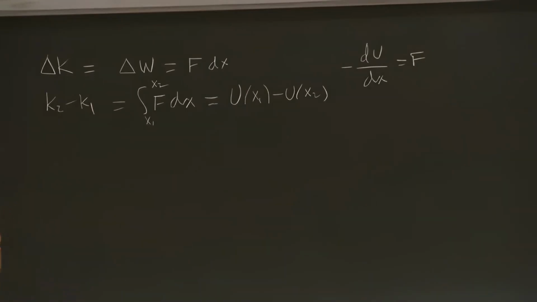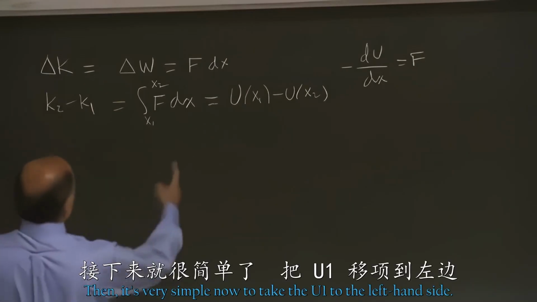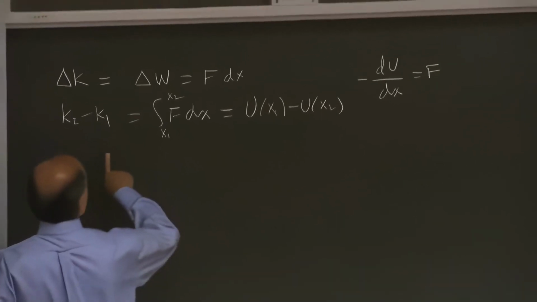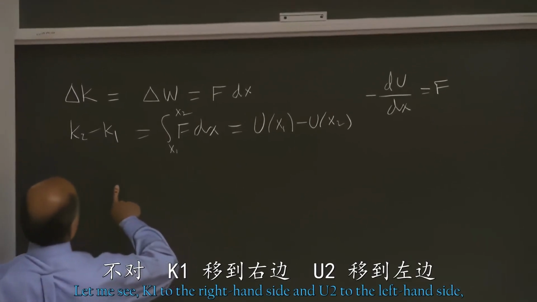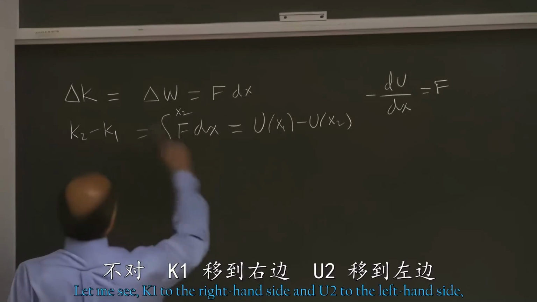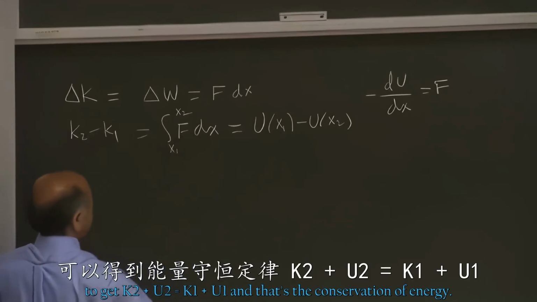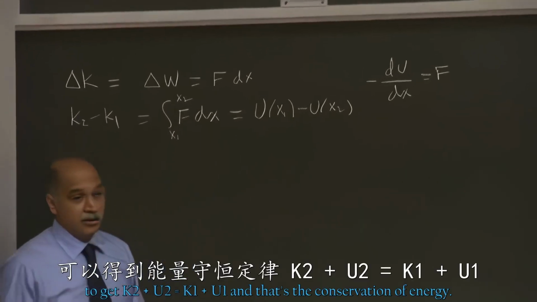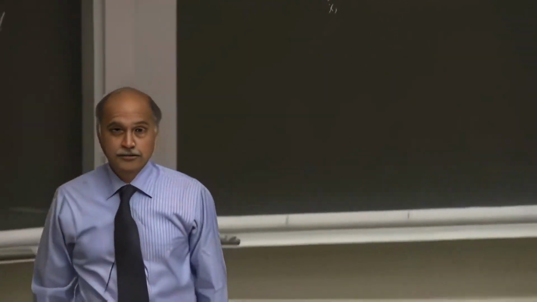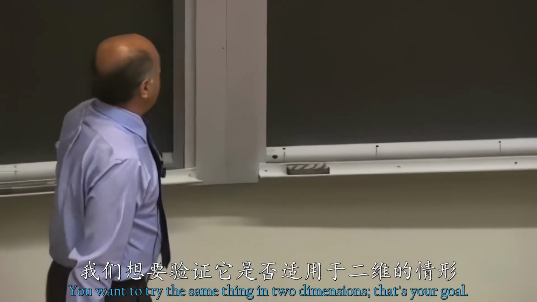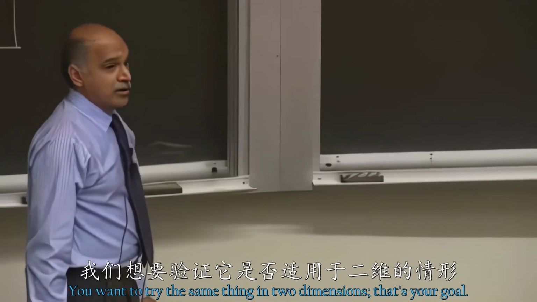That's what we did. Then it's very simple now to take the u1 to the right-hand side and u2 to the left-hand side to get k2 plus u2 is k1 plus u1, and that's conservation of energy. You want to try the same thing in 2 dimensions. That's your goal.